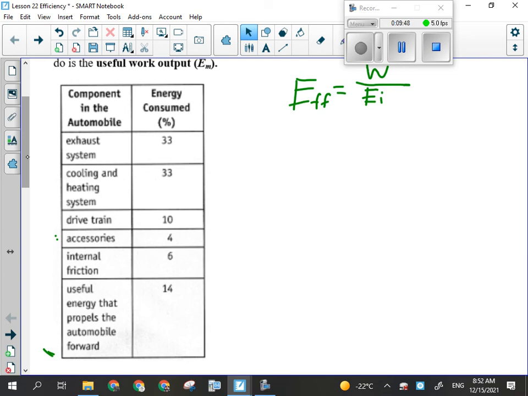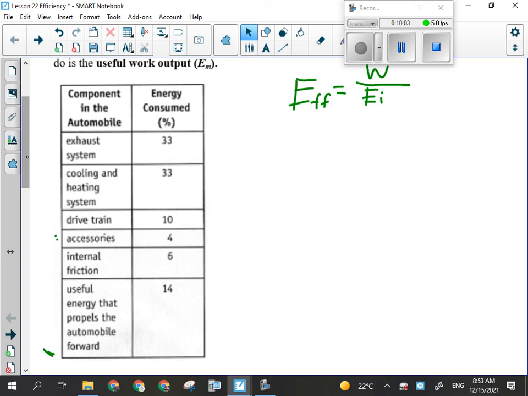The drivetrain, that would be all the moving parts. That number could be higher if you have a four-wheel drive or an all-wheel drive vehicle because it's got more driving parts. But the drivetrain is generally 10%. That's just energy loss because of moving parts.